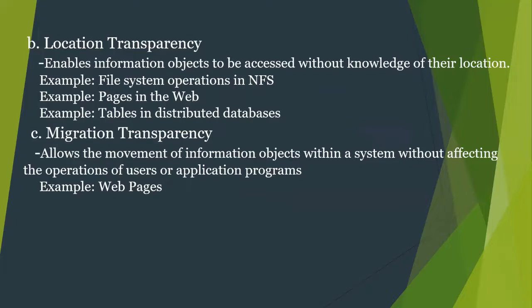So these are the different examples: file system operation in NFS, pages in the web, tables in the distributed database. Then migration transparency. In this type of transparency, resources can be moved from one location to another without affecting how the resources can be accessed. Or you can say this allows the movement of information objects within a system without affecting the operations of users or application programs. An example of this is web pages.